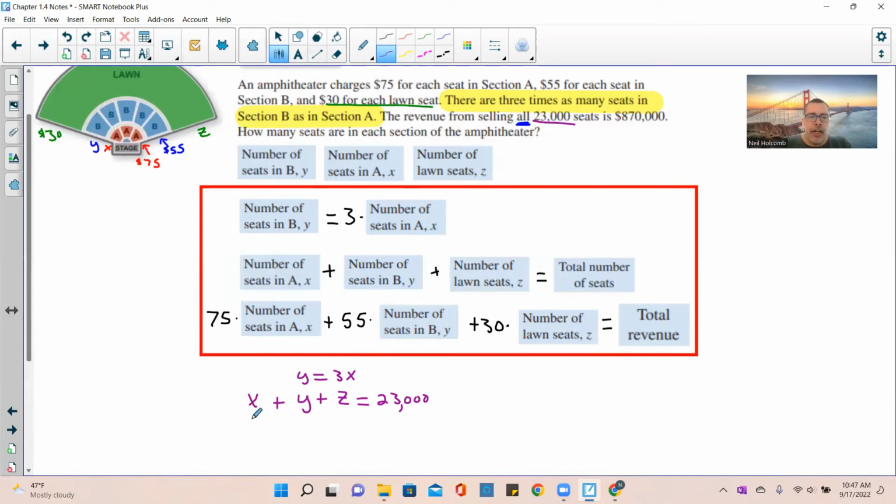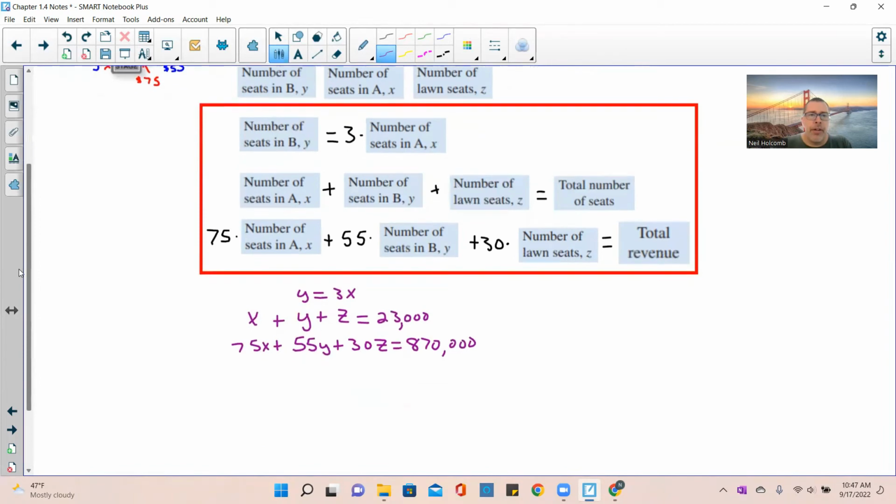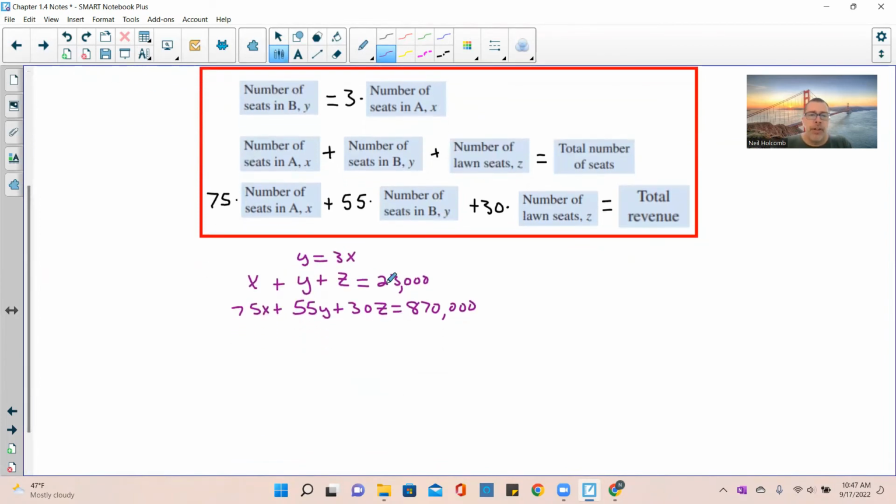And then finally, 75X plus 55Y plus 30Z equals total revenue, $870,000. Okay, so now there is the verbal, there is the algebraic, and now we solve the system. If Y equals 3X, I can substitute in the 3X into that equation. So I'm going to copy this equation down.